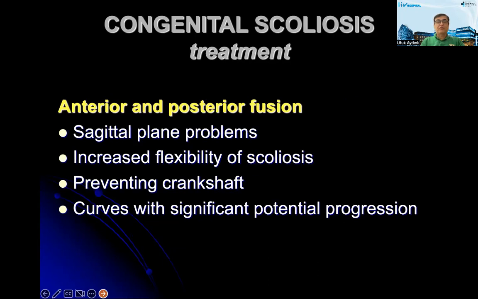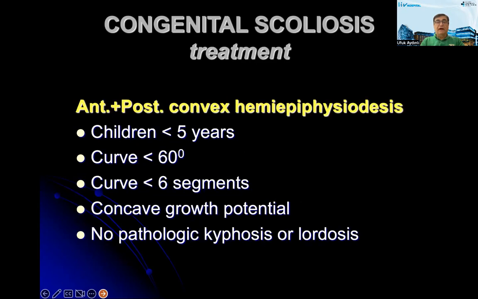So anterior and posterior fusion depends on the sagittal plane problems, increased flexibility of scoliosis, preventing crankshaft, and curvatures with significant potential progression. Anterior posterior convex epiphysiodesis, we usually do it before the age of 5, under the magnitude of 60 degrees and less than 6 segments, with concave growth potential, no pathologic kyphosis or lordosis.